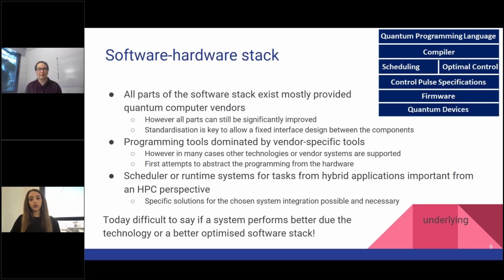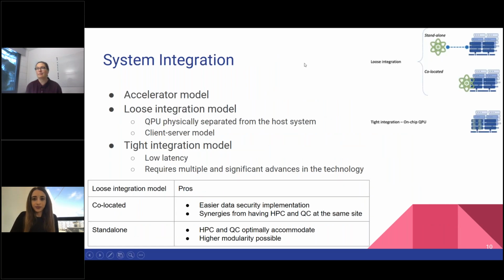The total runtime will depend on the latency between the classical and quantum systems. So we need to figure out which is the best way to make them interact and talk to each other. So to conclude on this slide, the key takeaway is the fact that software and hardware stack are tightly linked together and need to be improved together to provide an optimal performance. Next slide, please.